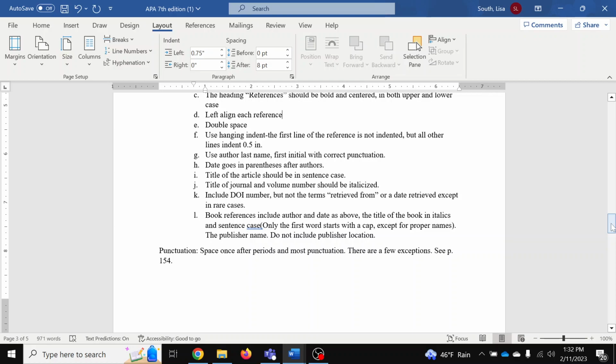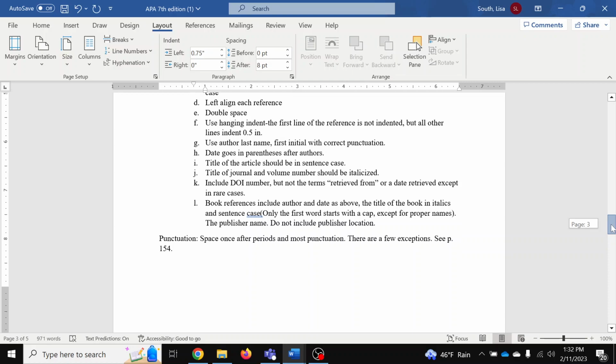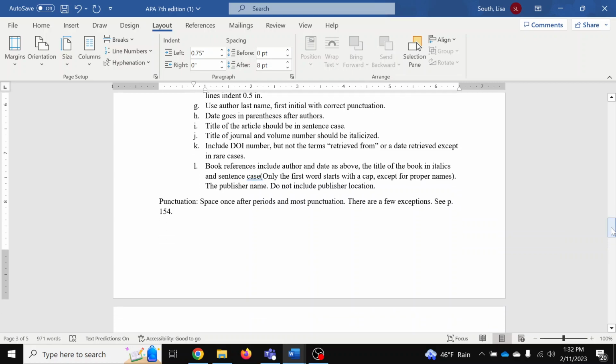Okay. You really don't use the term "retrieved from" or "date retrieved." Very rare cases like lay magazines, news articles, things like that that we pretty much don't use. So you really don't need to use "retrieved from" or "date retrieved." Okay, there are rare examples when you would.